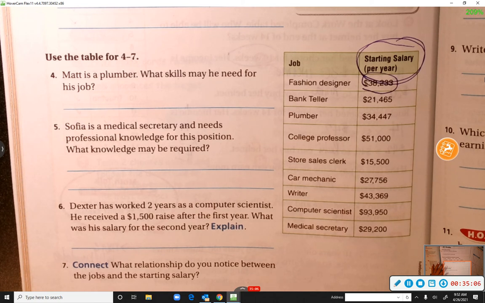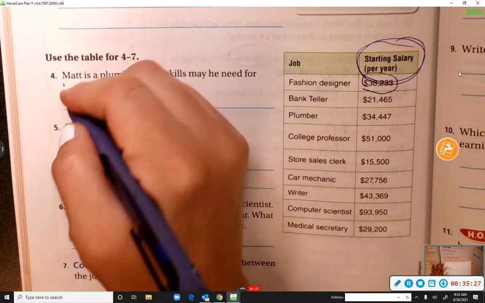Okay, number 4 says, Matt is a plumber. What skills may he need for his job? Plumber, does anybody know what a plumber does? Yes. What skills might you need? Jalen? You need all your supplies. Okay, so you need to know tools.